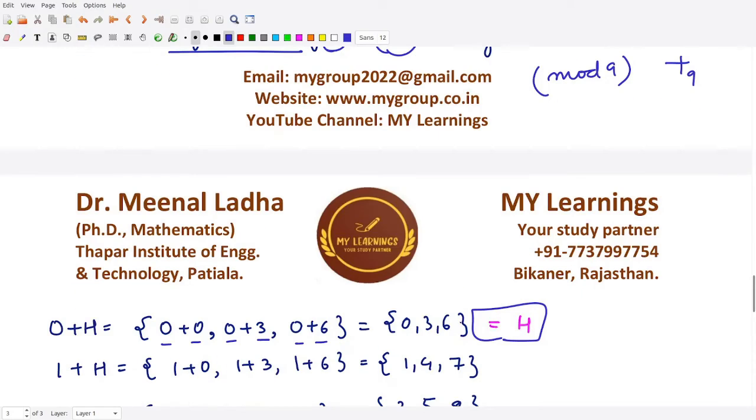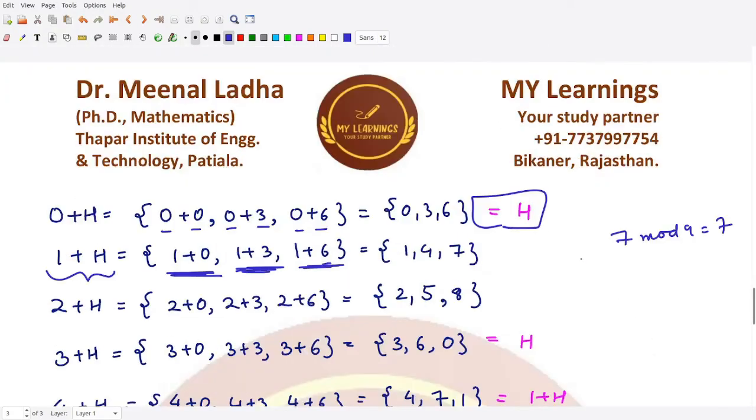Let's see what about 1 plus H. When we have 1 plus H, we do 1 plus 0, 1 plus 3 and 1 plus 6. We are adding 1 to all the elements of H. So we have 1 plus 0 is 1, 1 plus 3 is 4, 1 plus 6 is 7, and 7 mod 9 is just 7. So we have this as the next coset. What about 2 plus H? We are adding 2 to all the elements of H, so we have 2 plus 0 as 2, 2 plus 3 as 5, 2 plus 6 as 8. So this is our third coset.